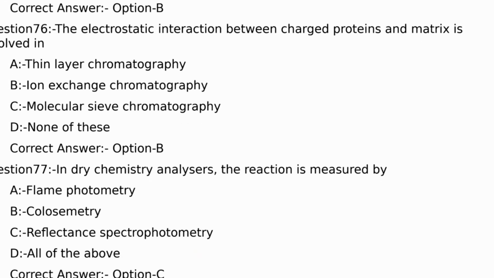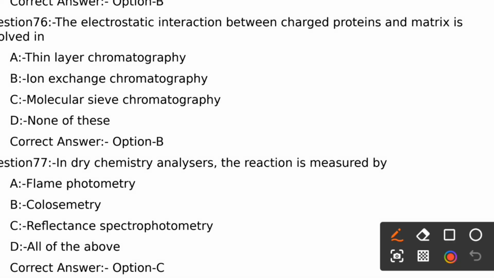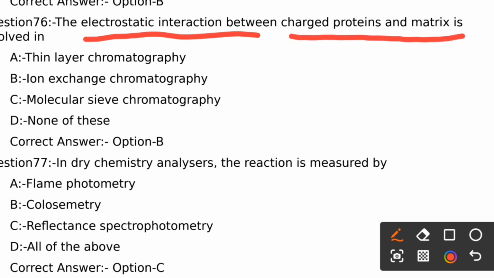Next question. The electrostatic interaction between charged proteins and matrix is involved in option A, thin layer chromatography, option B, ion exchange chromatography, option C, molecular sieving chromatography, option D, none of these. Electrostatic interaction between charged proteins and matrix is associated with ion exchange chromatography. The right answer is ion exchange chromatography.